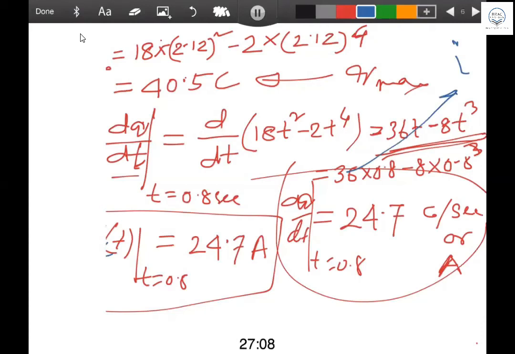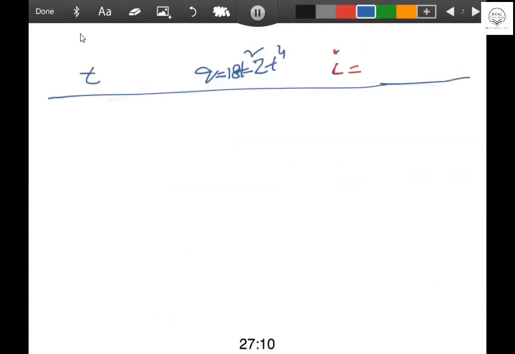Okay, if this is I, then you can write 36t minus 8t cube. Sir, the screen will time out in 1 minute. We are running out of time, right? We have less than 1 minute, so we have to come back again. I better restart. Okay, let it be like this.